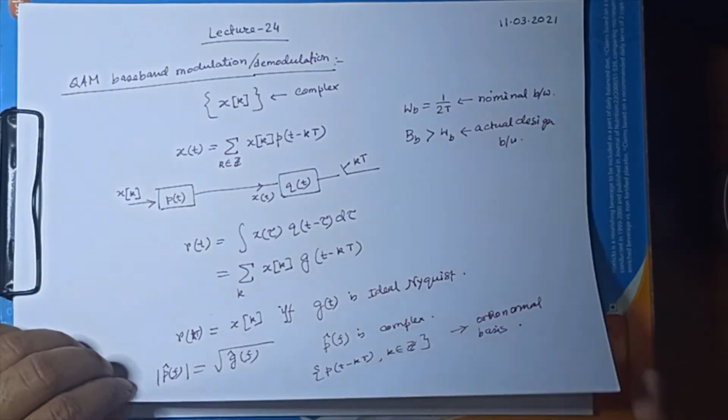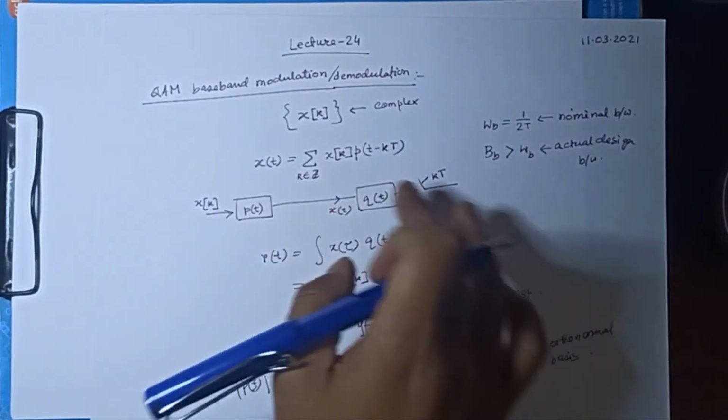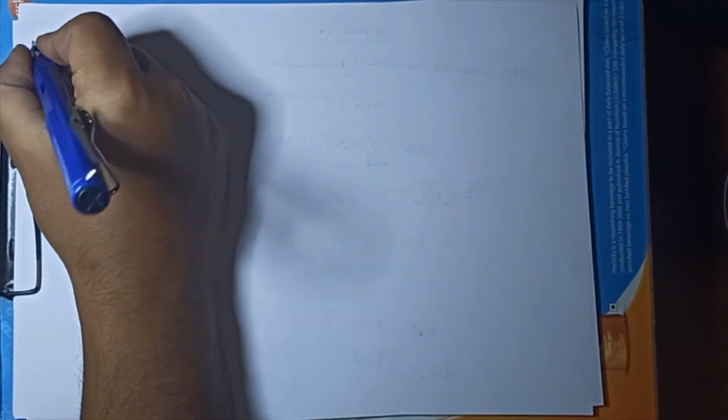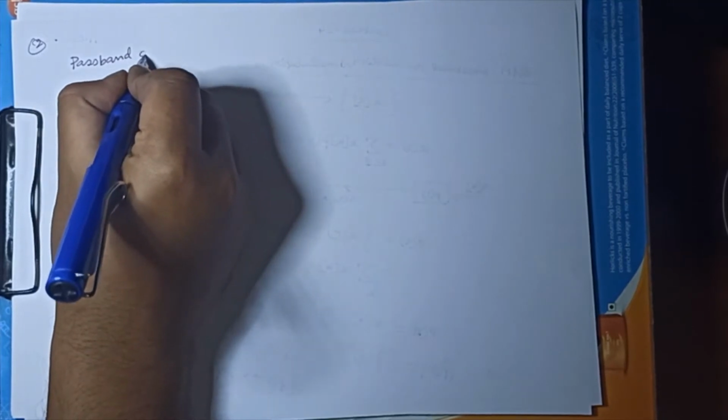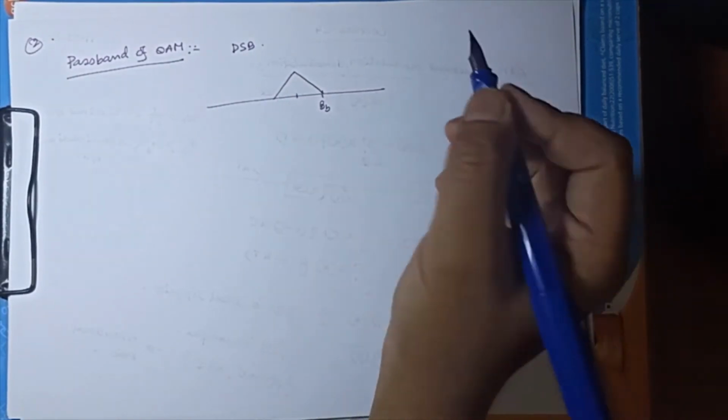Okay, so from here, once I have this signal, I want to have the passband representation now, because that is where things are becoming interesting in QAM. So passband of QAM. We are going by the DSP approach. So the only assumption that we have to take is that in the baseband, suppose this is the nominal bandwidth, sorry, not the nominal, the actual bandwidth, which is B_B.